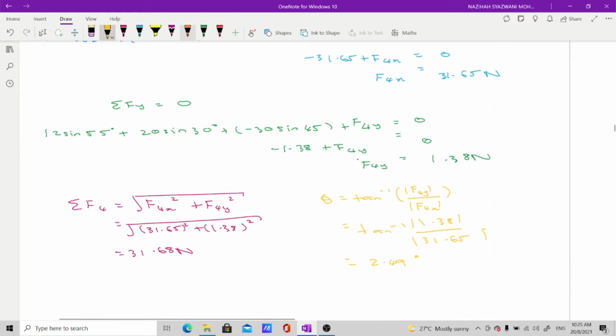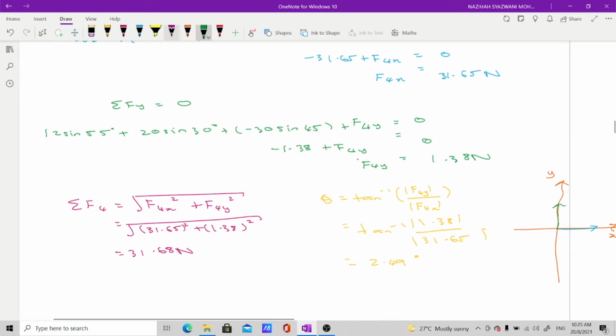Okay. So to describe the direction, you need to draw the axis. So this is your axis, this is your x, this is your y. Let's draw Fx first. Fx is 31.68 positive, so Fx is this one. It's acting along the x-axis to the right because of the positive value of the magnitude. And for Fy, that would be positive 1.38, so therefore it should be pointing upward.